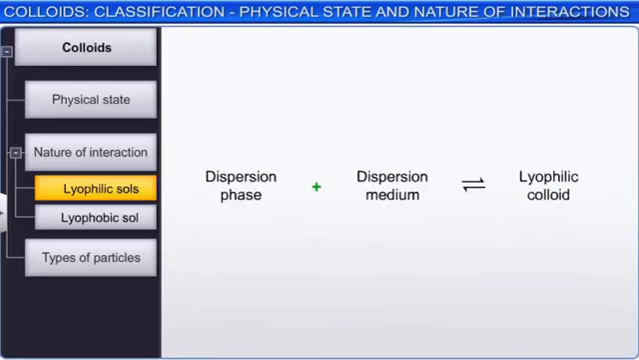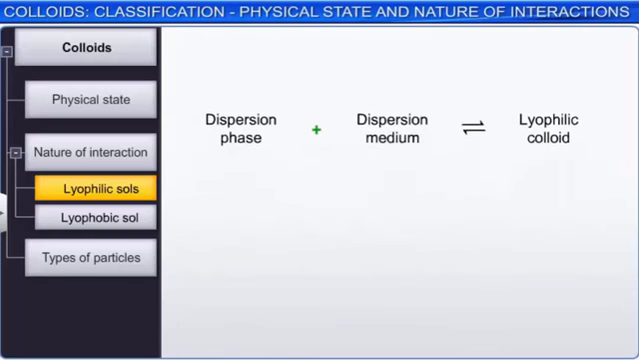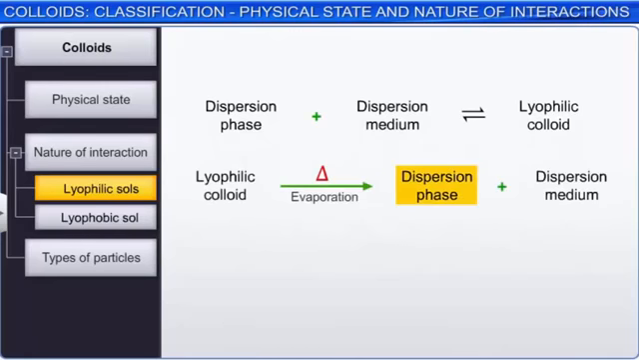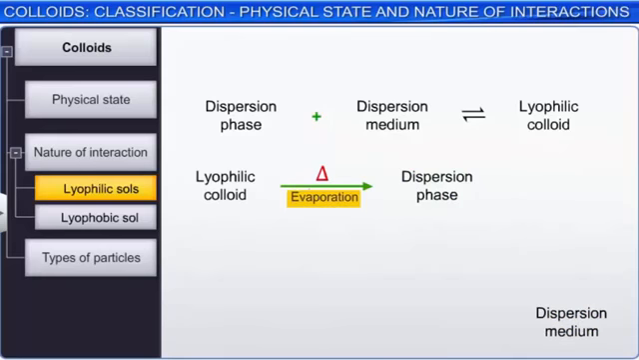That is, if the dispersed phase is separated from the dispersion medium, for example, by evaporation, then the sol state can be achieved again by simply mixing with the dispersion medium.